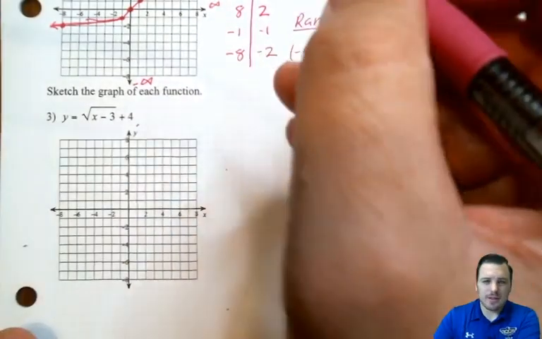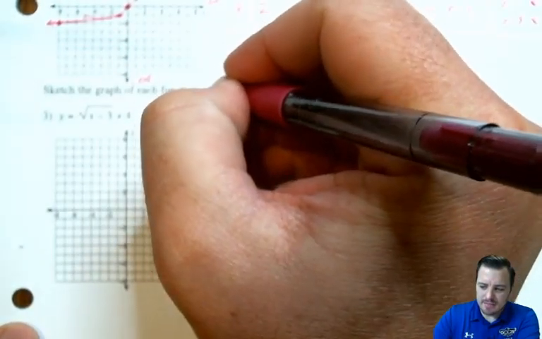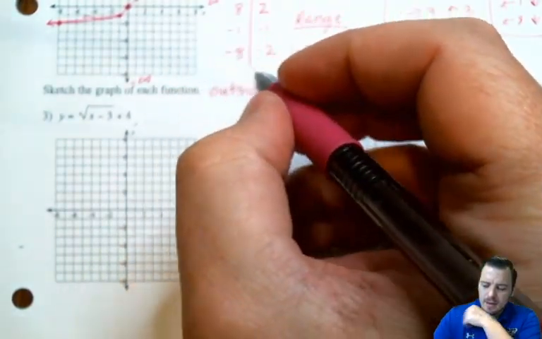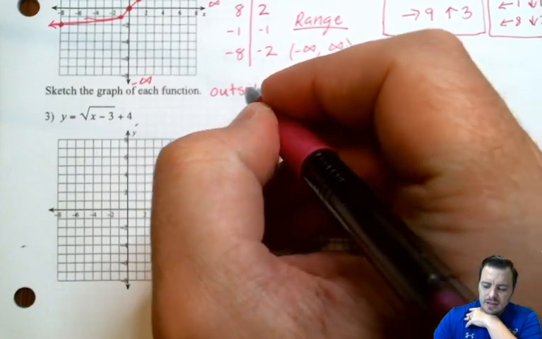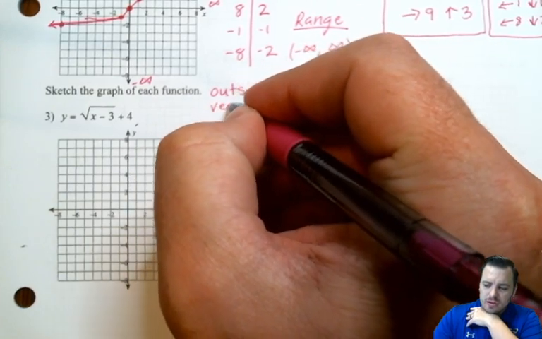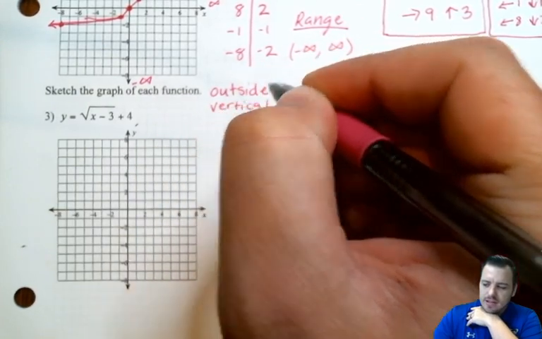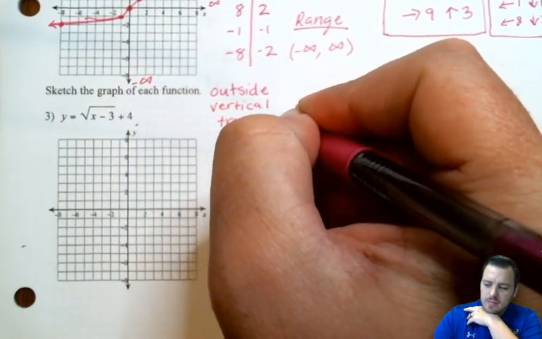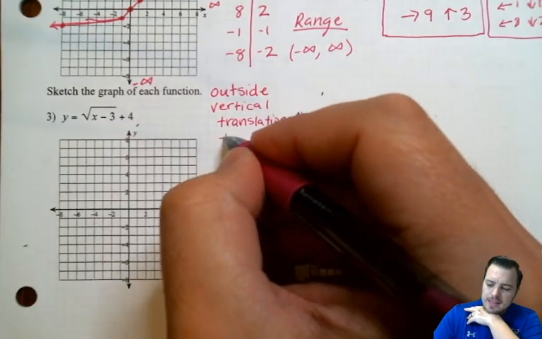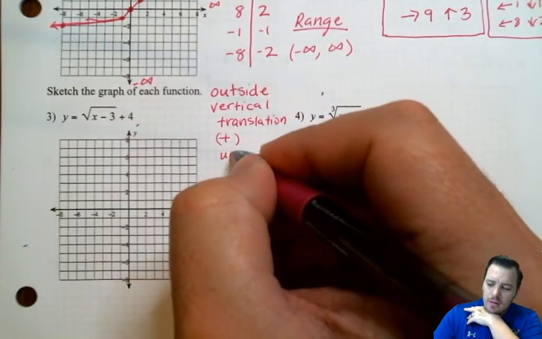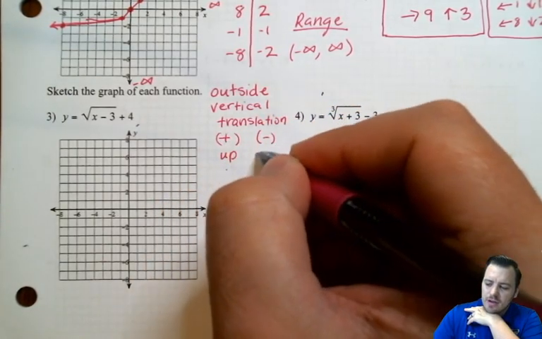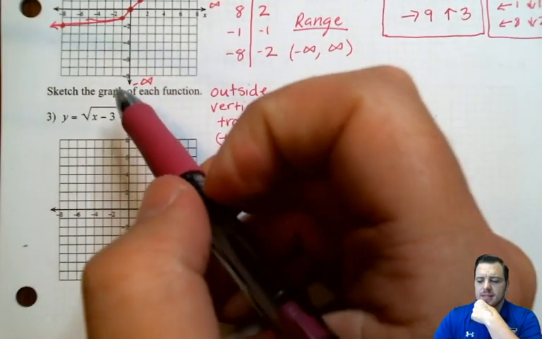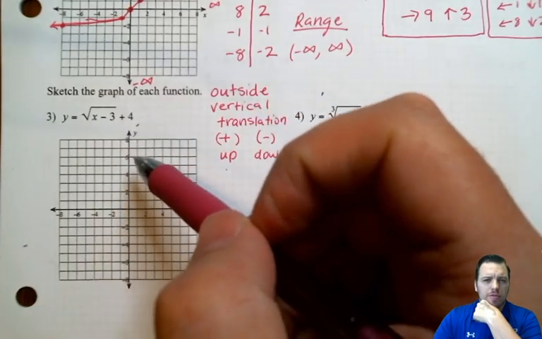All right. So remember that when something's on the outside, it's going to be a vertical translation. Yeah, there you go, Taylor. A vertical translation. So if it's positive, you go up. If it's negative, you go down. You may want to write that little note down to help you there. So with a positive 4, that means we go up 4.